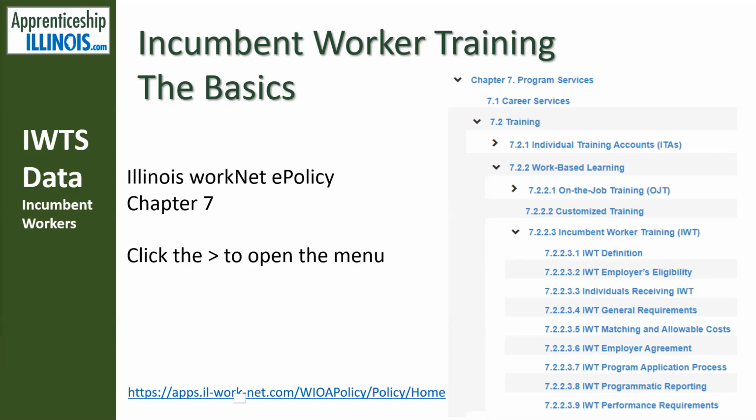You can go to the e-policy, and then the incumbent worker is buried in Chapter 7, Program Services, under Training, Work-Based Learning, and then Incumbent Worker Training underneath that. To open up these pieces, you just click on the right arrow, and then the items below that will open up. So this is the part over here to the right, 7.2.2.3, that you all need to pay attention to.